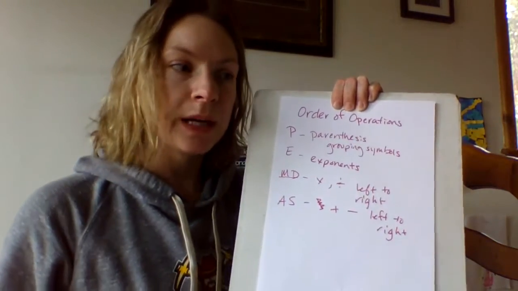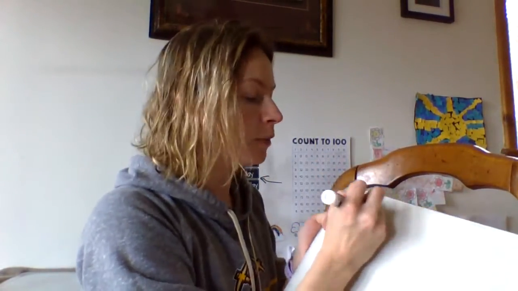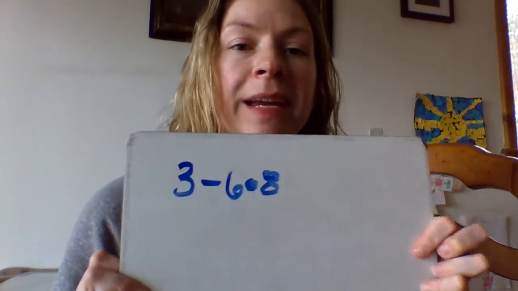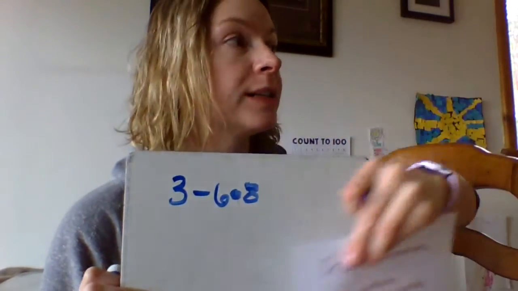Okay, so let's see if we can practice this with a couple of examples. I'm going to start off with one that's pretty simple. Right? So I've got 3 minus 6 times 8. And I've got to think about my order of operations.